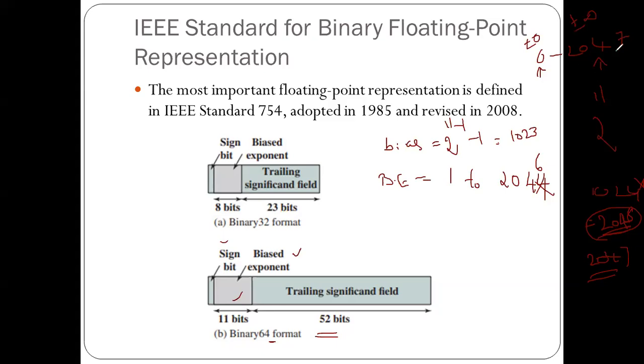Leaving these two values, our biased exponent can have values ranging from 1 to 2046. So our true exponent is now the biased exponent minus the bias value. Our bias value is 1023. You have to subtract it. So it is minus 1022 to plus 1023.